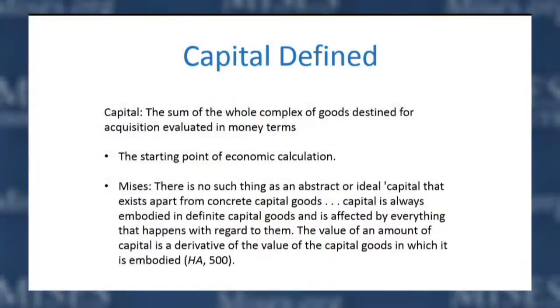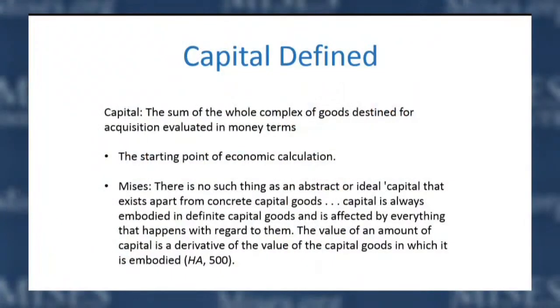He also refers to capital as this sum of the whole complex of goods destined for acquisition, evaluated in money terms. This sum is the starting point of economic calculation. There's been a lot written on capital for a good reason. It's not easy to get your head wrapped around it. People are prone to see it as only physical goods, and some only as dollars or money. And Mises says it's a sum, it's an evaluation, a sum of evaluation of capital assets.